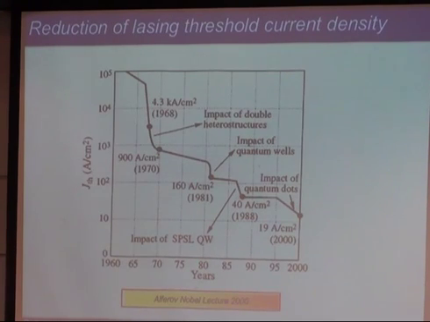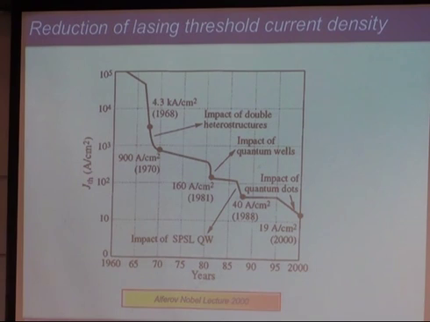Okay, so one of the things which is very interesting, this is for infrared. Typically lasers would be of the order of kiloamp per centimeter square, but as you see, you can now get at room temperature 10 amp per centimeter square, very low wavelength.